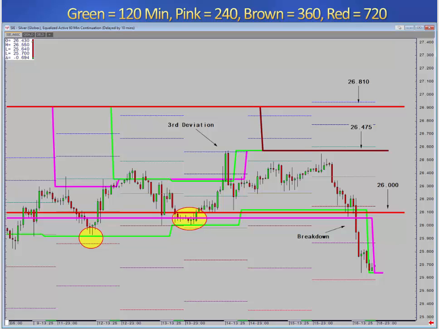Moving on to silver, we held support early in the week, and then on Wednesday the high was pretty much at the third deviation, and then on Friday we've broken that short-term support. So now the breakdown point is at $26 even, and then we have resistance at 26.47.5 and 26.81.